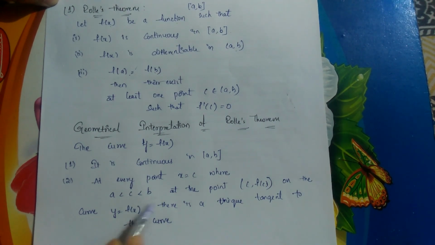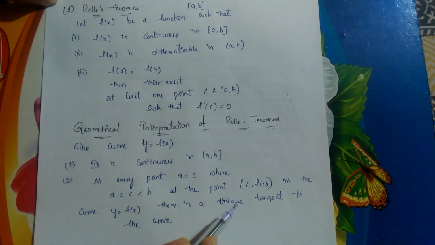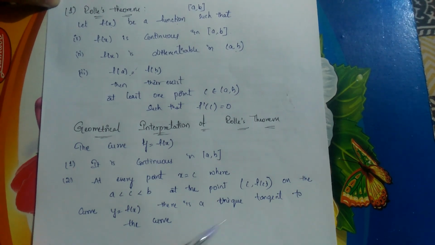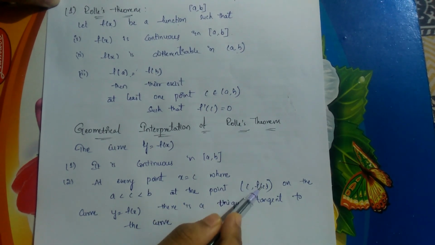So when we draw the curve of the function f of x, at the highest maximum point you will get a tangent to the curve, and that will be parallel to the x-axis. The point is called c comma f of c.